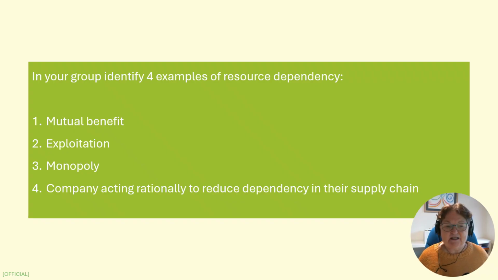Then we had a little activity where we tried to come up with some different examples of resource dependency where there's mutual benefit on both sides, where one side's getting exploited, where there's monopoly and customers are getting priced out, or an example of when a company is rationally acting to reduce dependency in their supply chain, without actually trying to take advantage. Anyway, that's it for this one. One more to go.